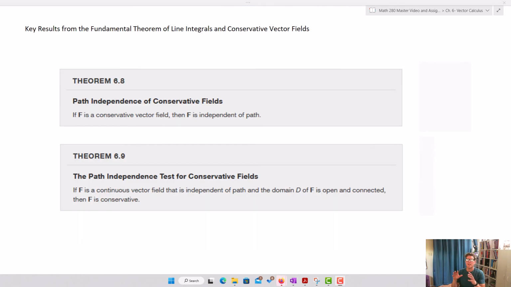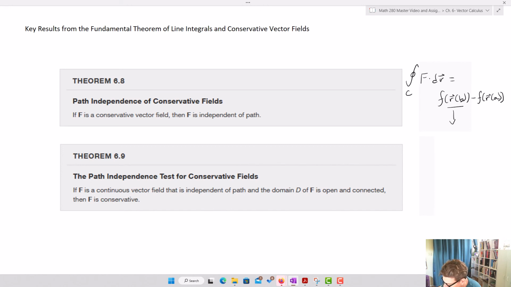So here are some key theoretical results that we get from the fundamental theorem of line integrals and conservative vector fields. The first is that we have path independence for conservative fields. Remember from the fundamental theorem of line integrals that the line integral over c of f dot dr was equal to f of r of b minus f of r of a. Well, this indicates that it is independent of path. We don't actually care about the parametrization at all. We just need to know its endpoints. And we in fact did that.